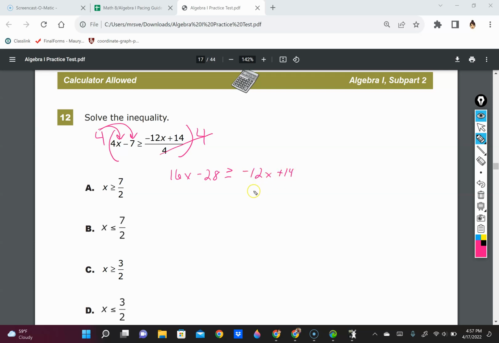Continue to solve for x like you would an equation. Add 12x to both sides. 16x plus 12x gives you 28x. Remember, there's a few exceptions with inequalities. When you have to multiply or divide both sides by a negative number, you got to flip the inequality. When you're trying to get the variable on the left-hand side, you're going to have to flip the inequality. But on this one, I don't think we'll have to flip it.